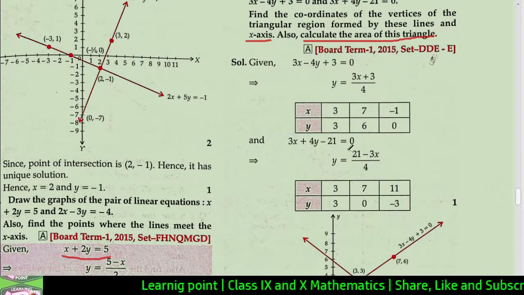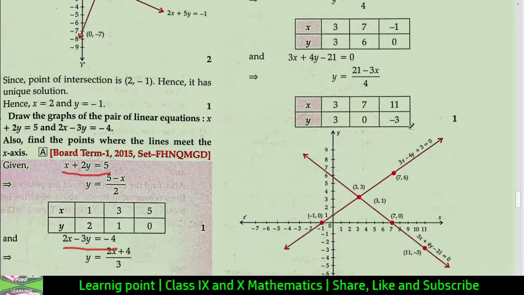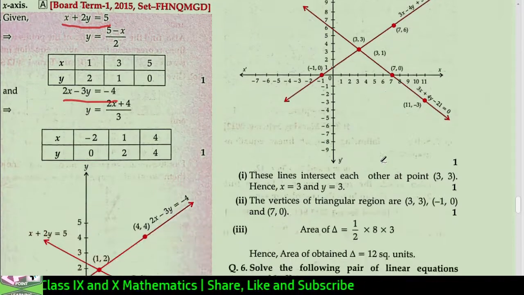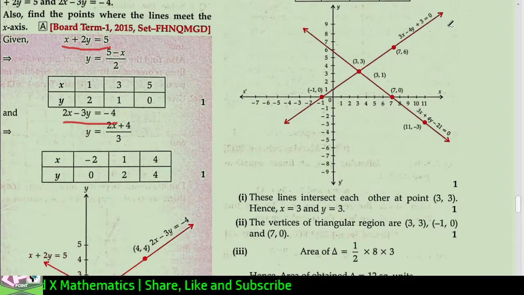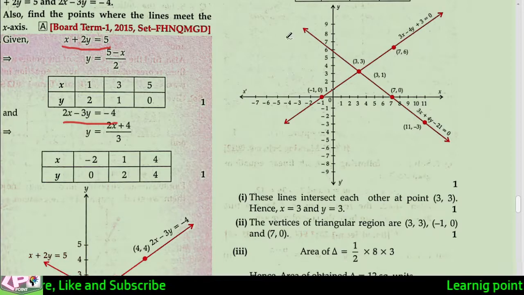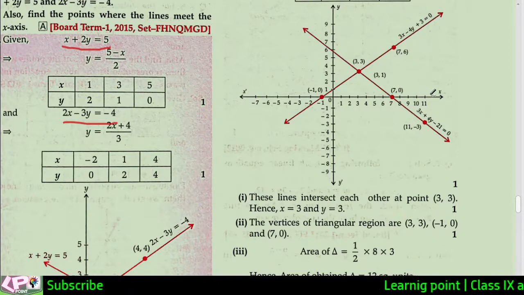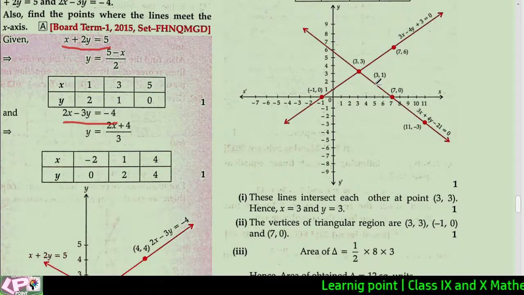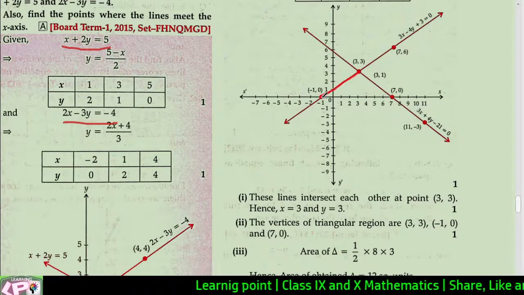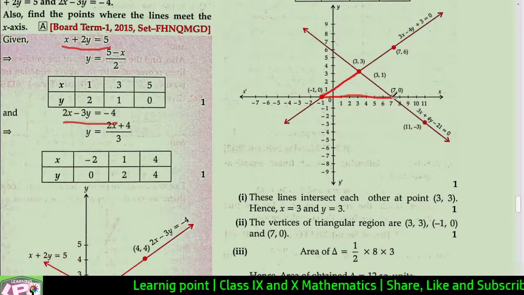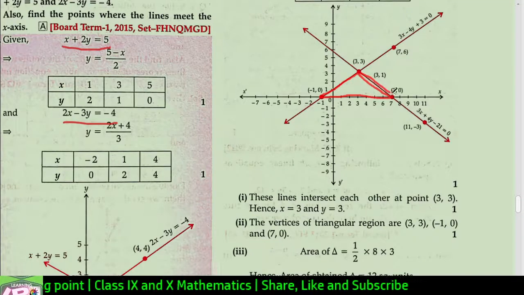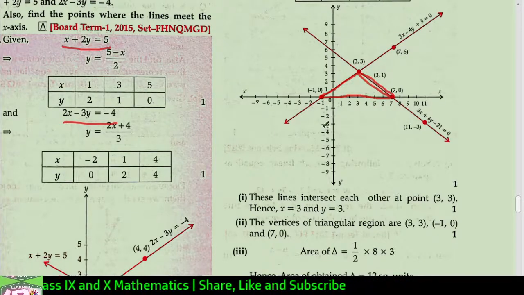This is very important. So now look here. The points are written, solutions are written in the table, and the graph is already plotted. So now the next thing is the triangular region made by these two lines and the x-axis. Look here, which is the triangular region, this one, with the x-axis. So this is actually the triangular region. Now you need to find the area of this one.